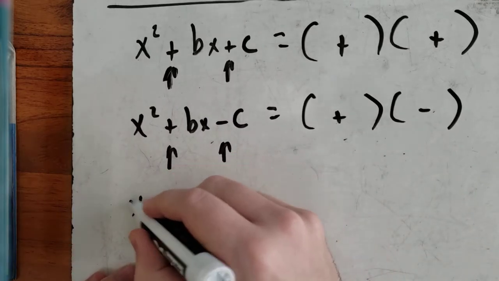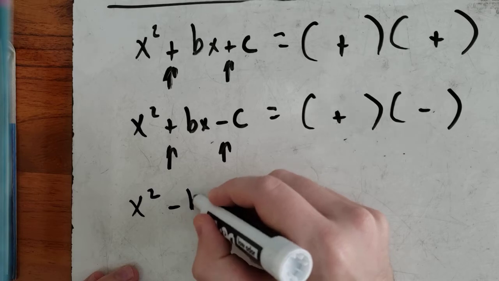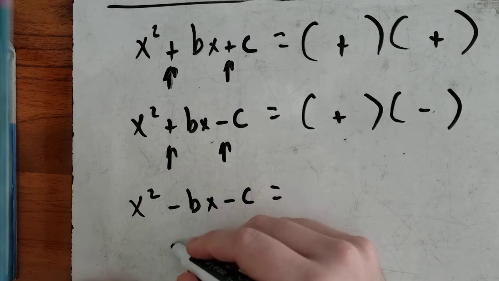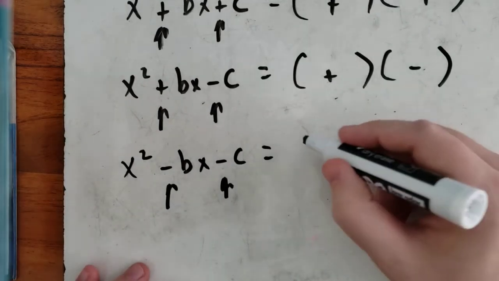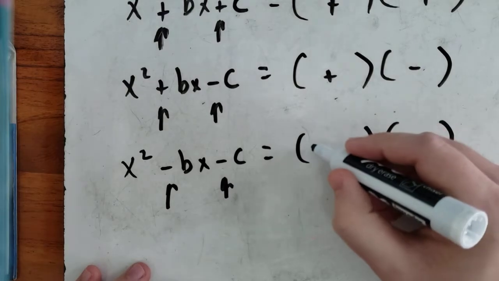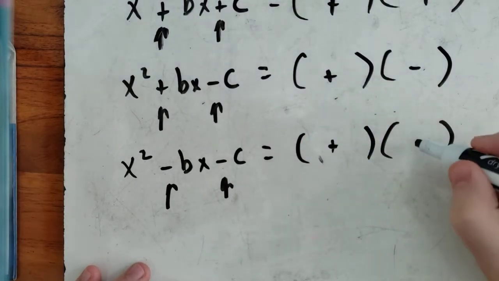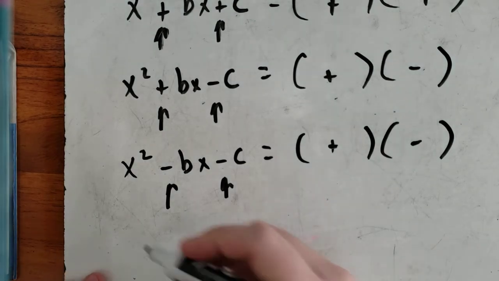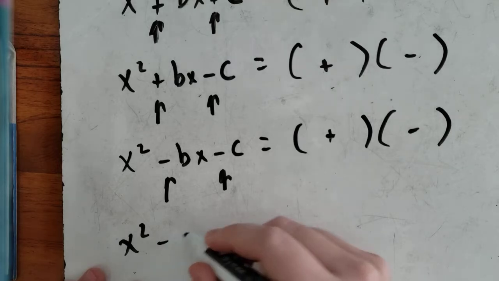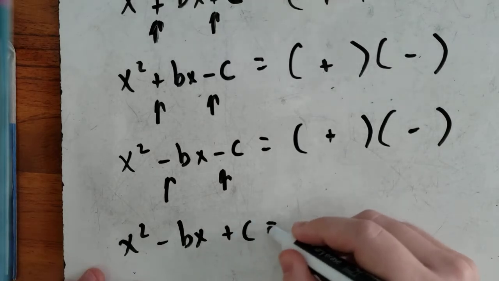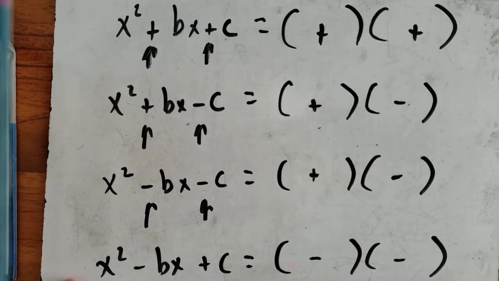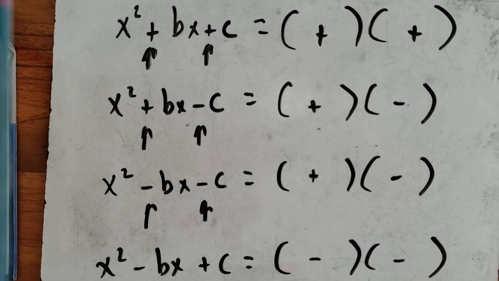Our next one, x squared minus bx minus c. Okay, so if I have two minuses here, my answer is also going to be a plus and a minus. And finally, if we have x squared minus bx plus c, our answer is going to be a minus and a minus. Okay, so that's how it looks.